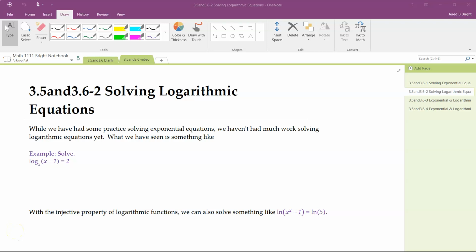Welcome, Professor Bright here, and we're going to look at solving logarithmic equations. We just finished exponential equations, so naturally we want to talk about logarithmic equations.